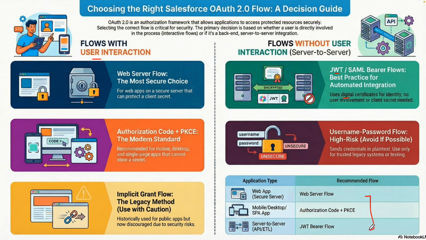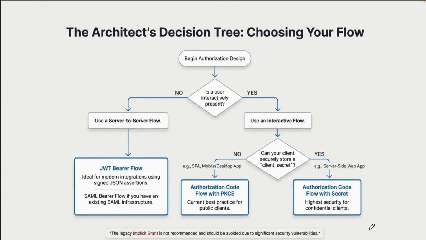These are the recommended types of flows based on what kind of operation you have to perform. I'm just trying to simplify it so that you have one single snapshot to understand when to go for what kind of flow. Now this is the decision guide that you can also refer to while making the decision. When the authorization begins, is user activity present? If the answer is no, then it's quite easy: use the server-to-server flow, and your options here are the JWT flow or the SAML bearer flow.